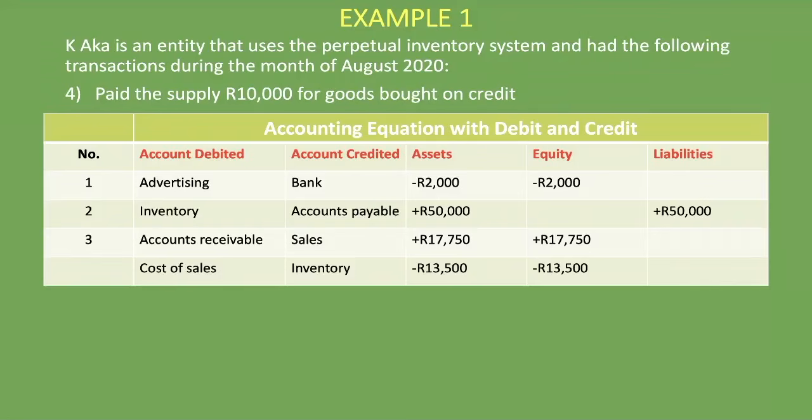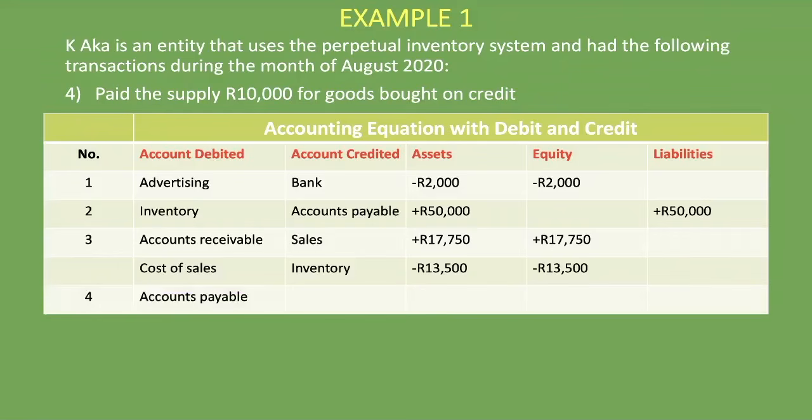We're told here that we paid the supplier 10,000 rand for goods bought on credit. So we paid our supplier for the goods that we bought on credit. So what is happening here? Well, if we pay our suppliers, our accounts payable reduces. And where does our accounts payable reduce? Well, accounts payable is a liability, and they reduce on the debit side. So we put accounts payable on the debit side. And then why is it reducing? Well, because we just paid them, so our bank is reducing as well.